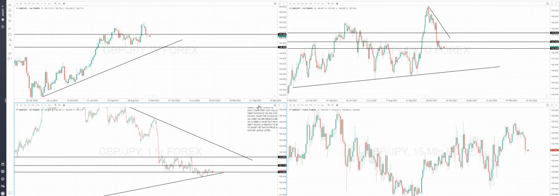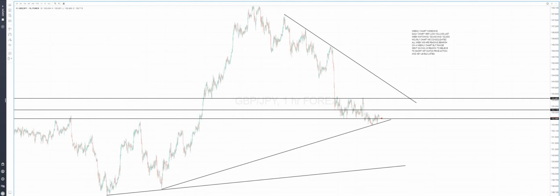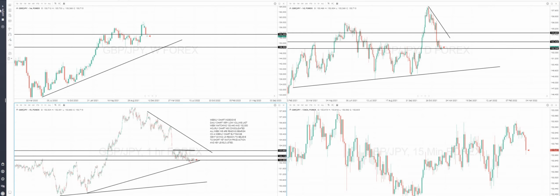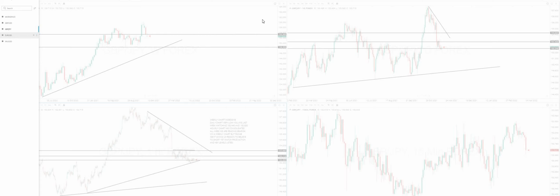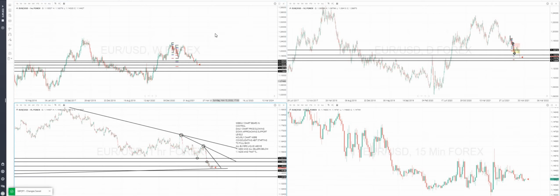So that's the type of market we're in with GBP/JPY, and it's up to you if you want to trade it. There's better things to trade, to be honest with you. Just if you've got to trade GBP/JPY, play with those levels. Okay, so that is GBP/JPY. We're going to go over everything else and more towards the end.